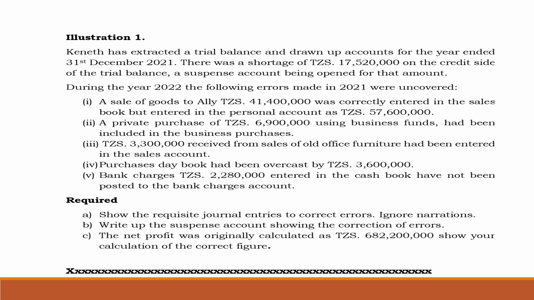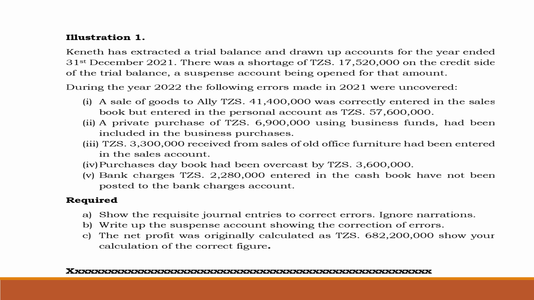And the purchases book had been overcast. So when they made the addition of the purchases book, there was an extra addition of 3,600,000. Again, a bank charge of 2,280,000 entered in the cash book was not posted into the bank charges account. So there was an underestimation of expenses. So we are required to make the journal entry to correct this error.